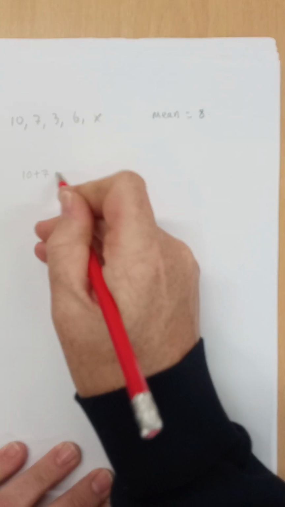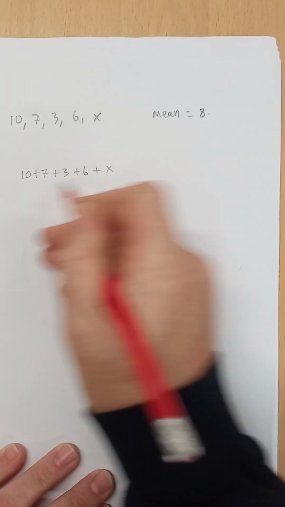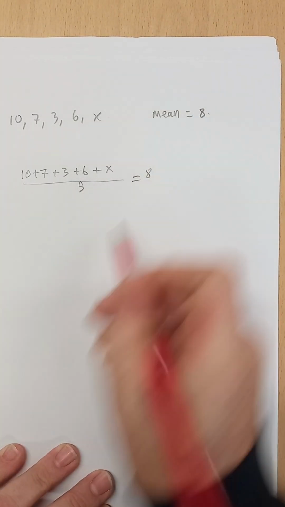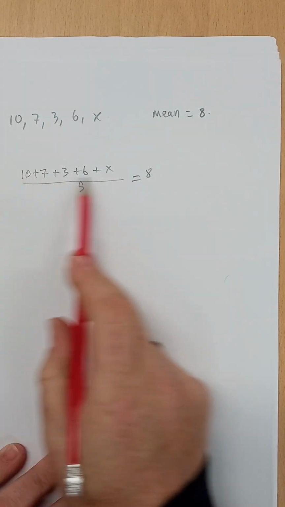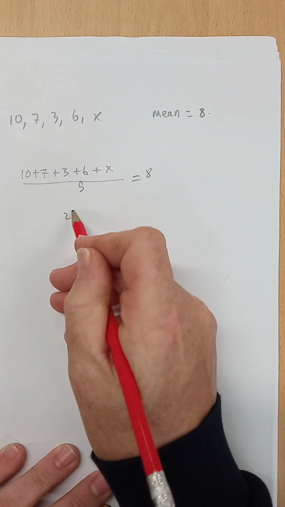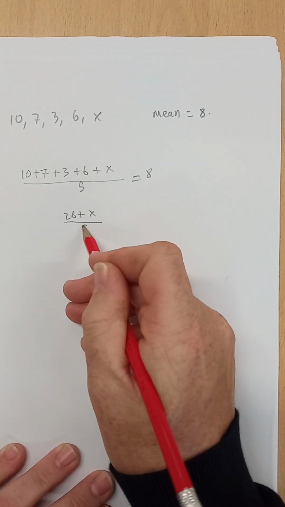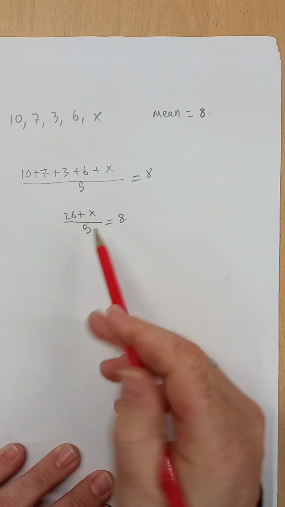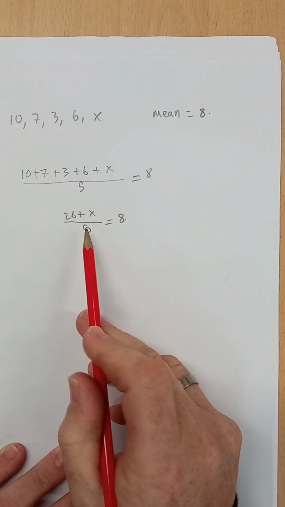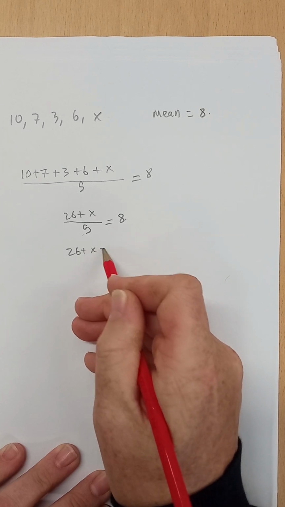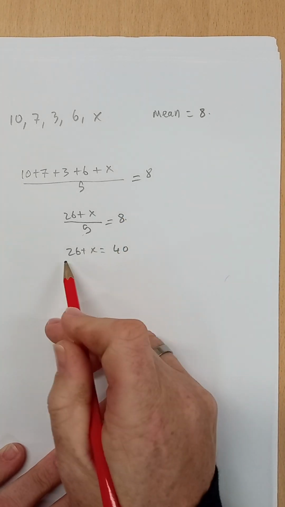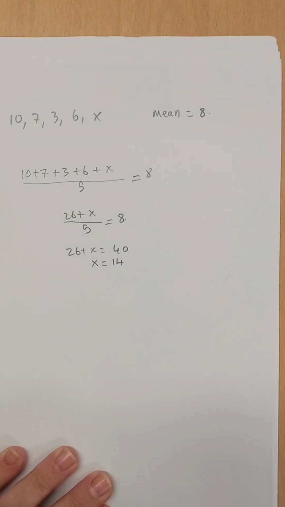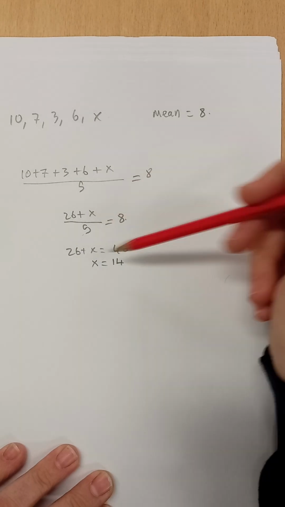10 plus 7 plus 3 plus 6 plus x divided by 1, 2, 3, 4, 5, and the answer should be 8. So as you can see here, we can add everything on the top. That's 26 plus some number divided by 5 gives you 8. Now, if you can't figure out what that number is, multiply both sides by 5 to get rid of this. So you'll have 26 plus x equal to 40, and then subtract 26 from both sides. X must be 14. So the missing number you were looking for was 14. So there's a kind of way of bringing algebra into it.